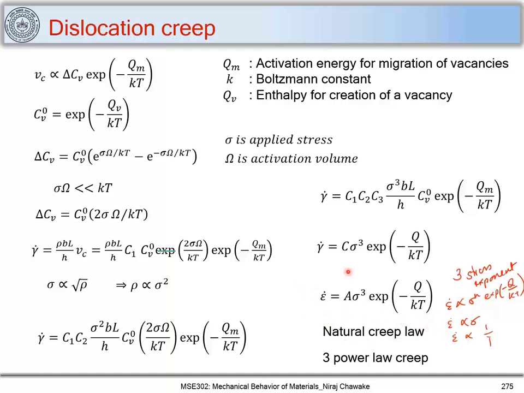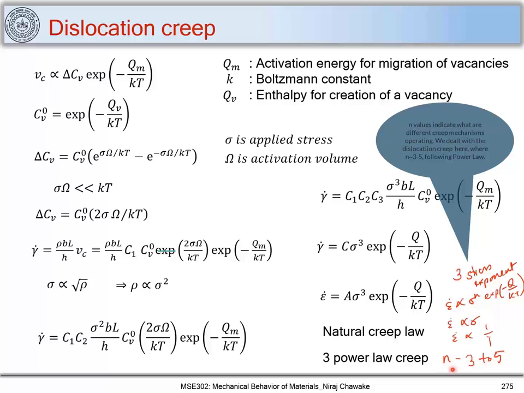This is not the only relation which you find in the creep literature. This n can take values from around 3 to 5, and based on the stress state and temperature, these values will indicate which deformation mechanisms are operating. And we'll be briefly introduced to the significance of the stress exponent. And with this, I will stop here.